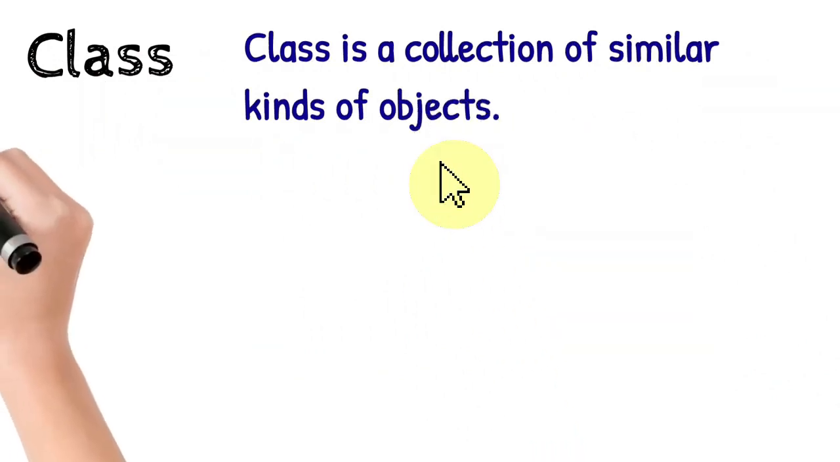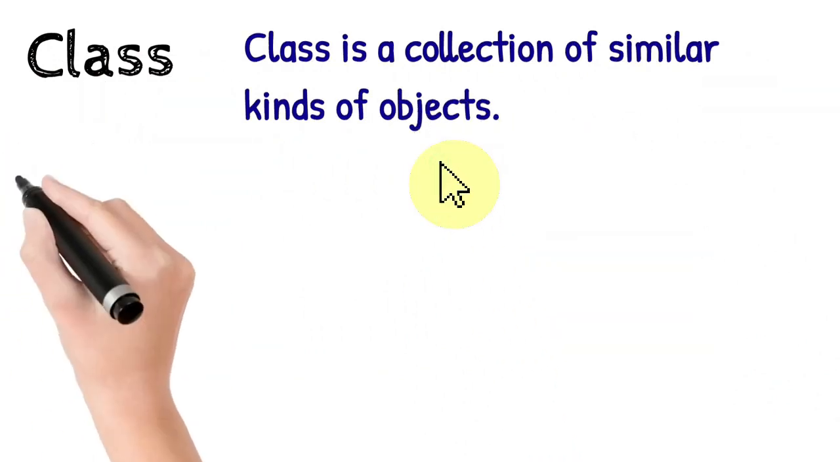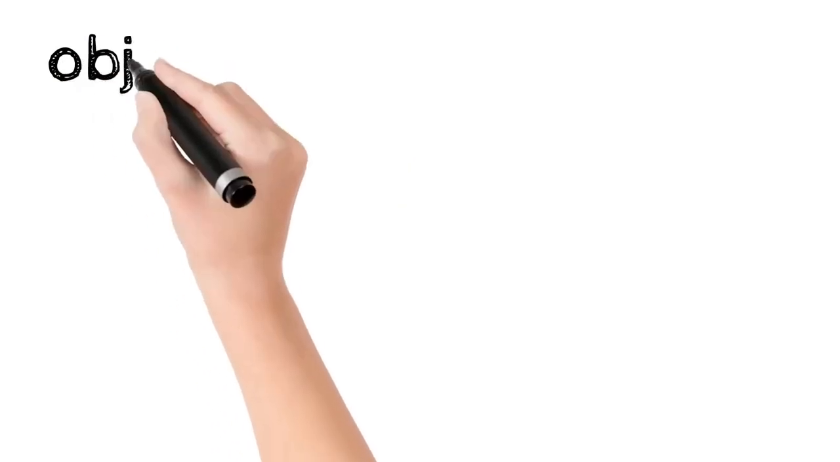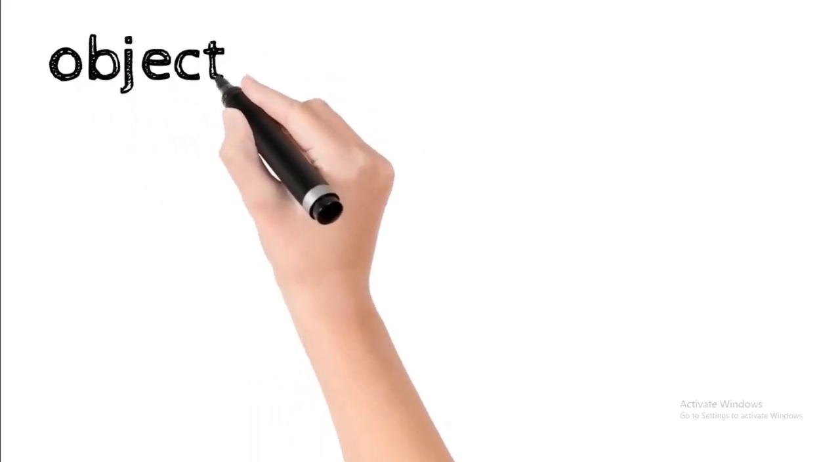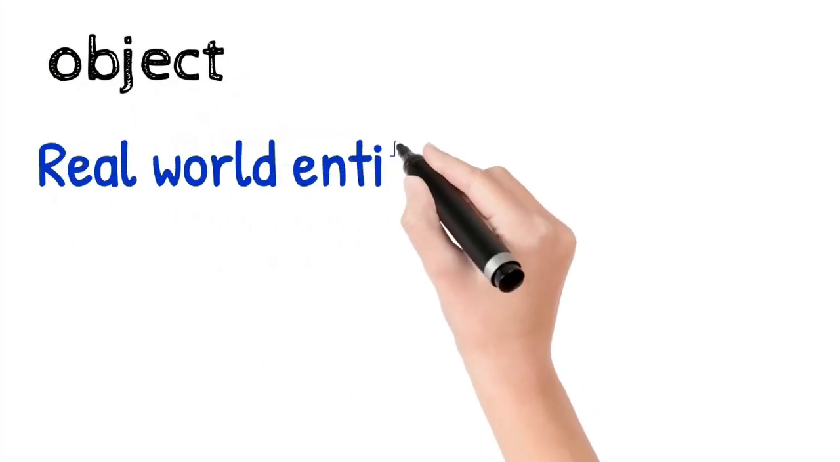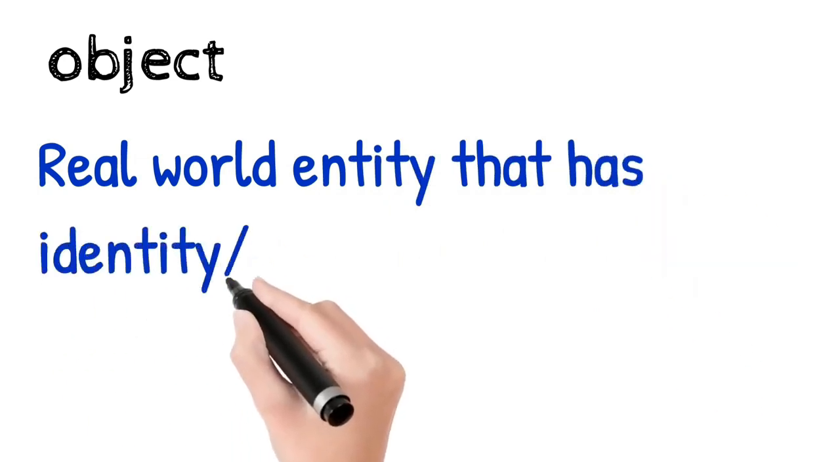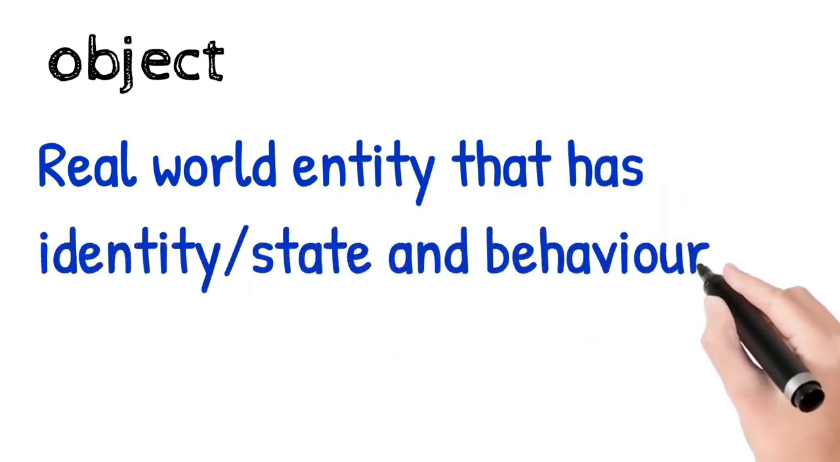Now, before learning the class, we should first move to objects, right? Because this definition contains something that we do not know. So, I am going to take you to the term that is object. Now, according to the definition, object is anything that exists in this world. In short, we call it the real world entity that has identity or state and behavior.